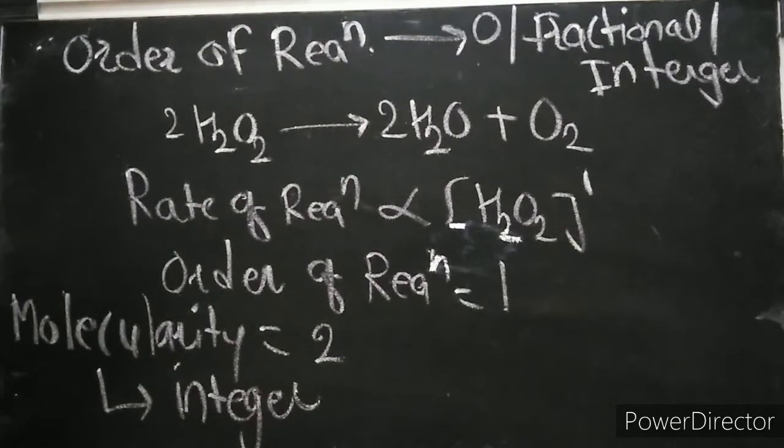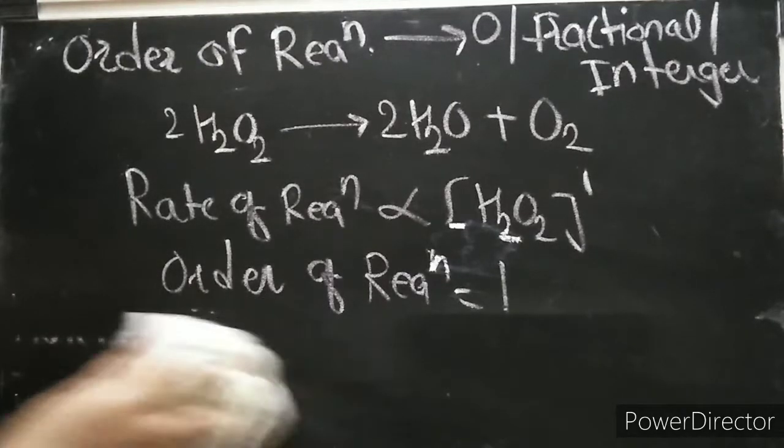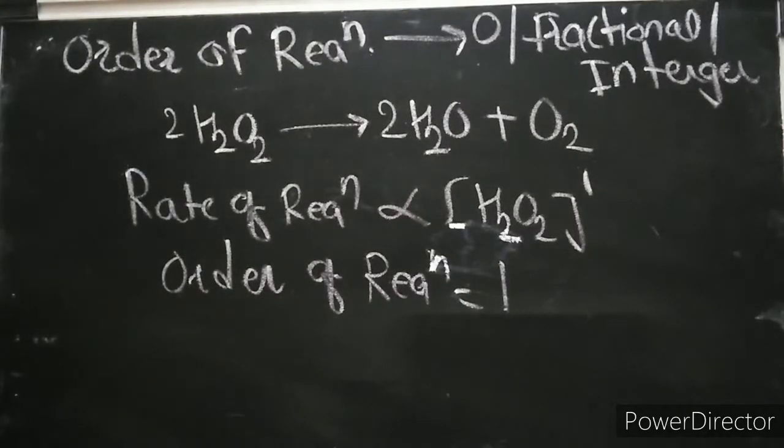May I repeat again, order and molecularity? First one, definition. Second, order may be 0, fractional or integer, but molecularity is always an integer. Order is an experimentally determined quantity, while molecularity can be calculated theoretically. And one example to give: for first order reaction, I have given the example 2H2O2, where the order will be 1. Let us consider one more example.